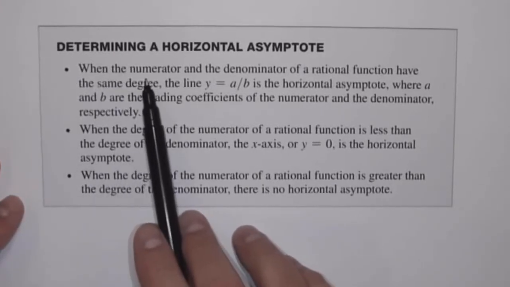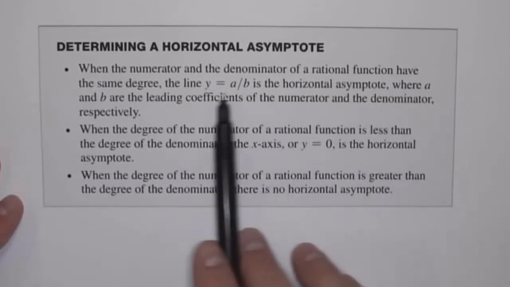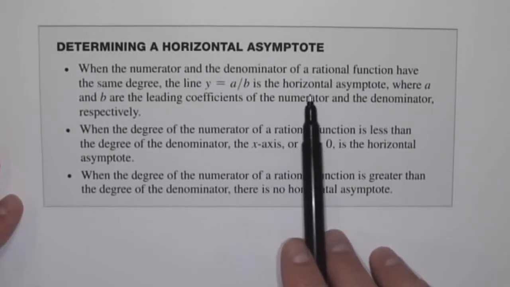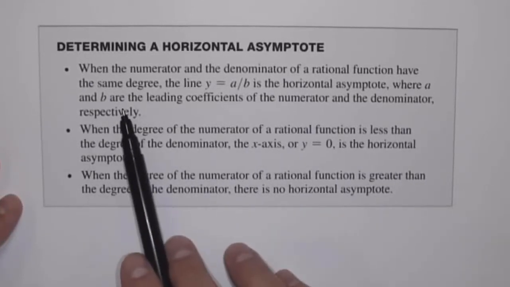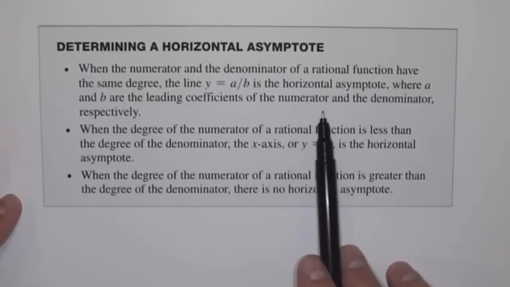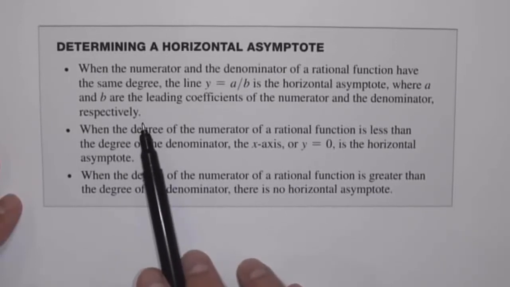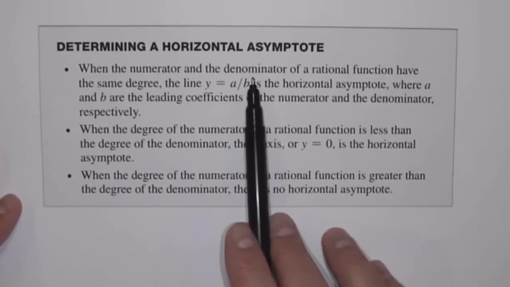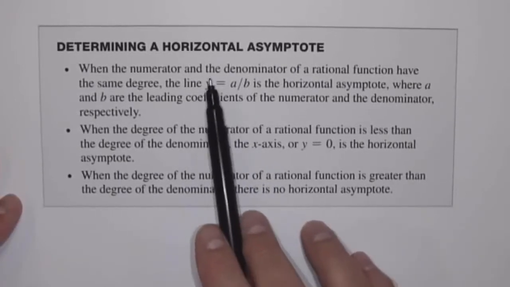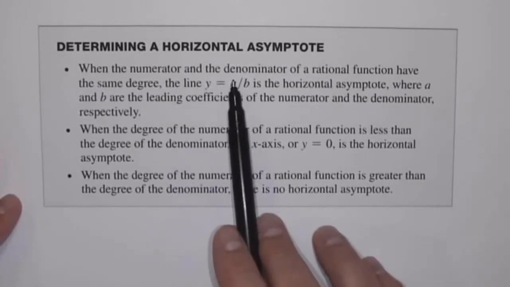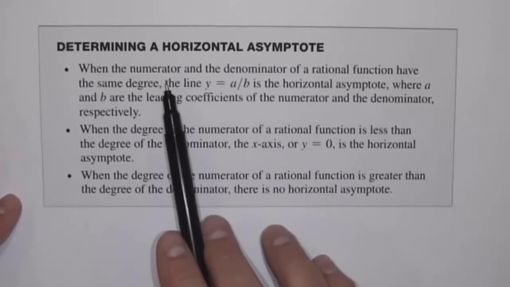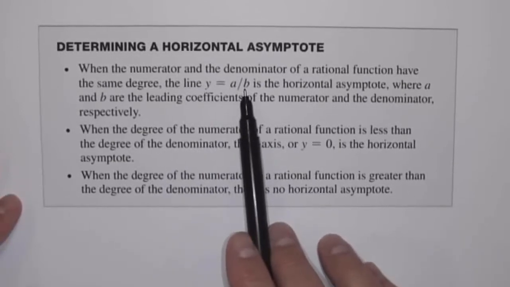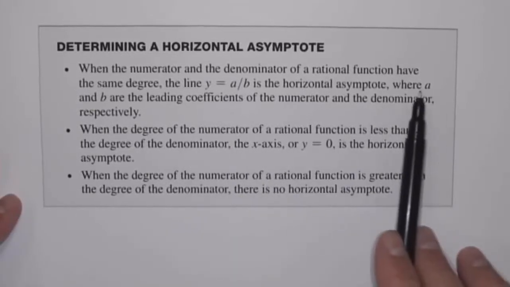Bullet 1. When the numerator and the denominator of a rational function have the same degree, then the line y equals a over b is the horizontal asymptote, where a and b are the leading coefficients of the numerator and the denominator respectively. So again, bullet 1 holds only when the numerator and the denominator have the same degree. So they have to both be like first degree or both be second degree or so on. And if that's the case, then look just at the leading coefficients. The leading coefficient of the numerator divided by the leading coefficient of the denominator will give us the horizontal asymptote.